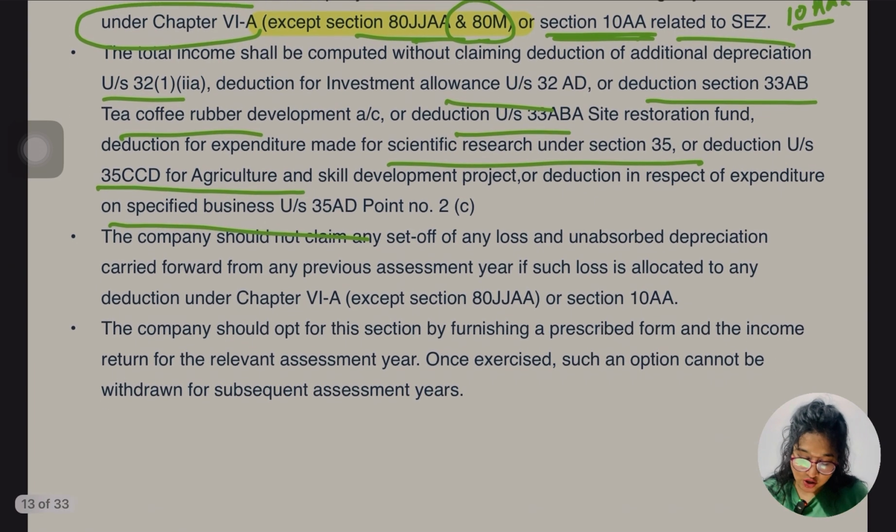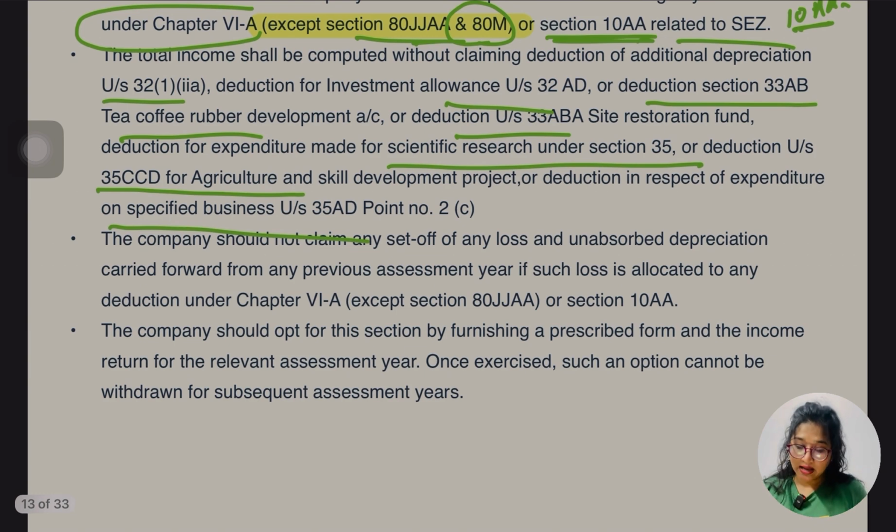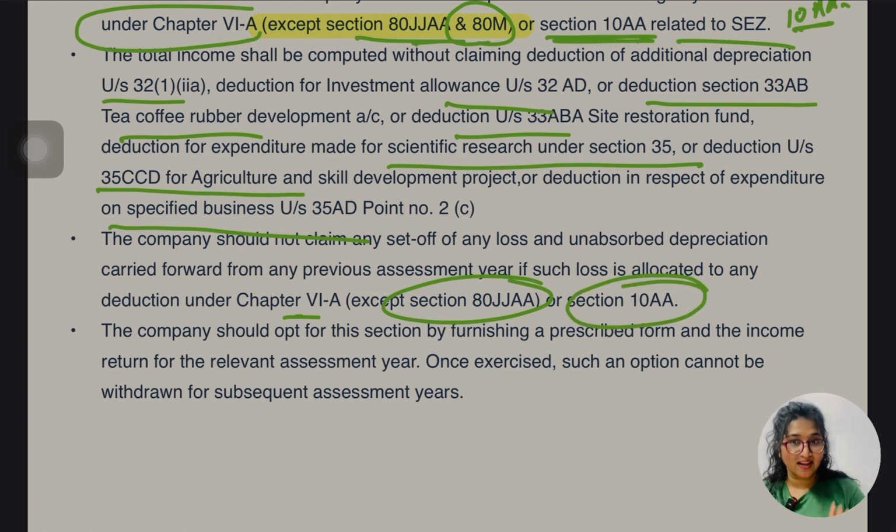The company should not claim any set off of loss or unabsorbed depreciation carried forward from any previous assessment year if such losses are attributable to any of the deductions under Chapter 6A, except 80JJAA or 10AA, and 80M as well.